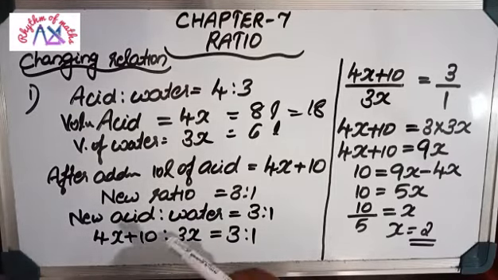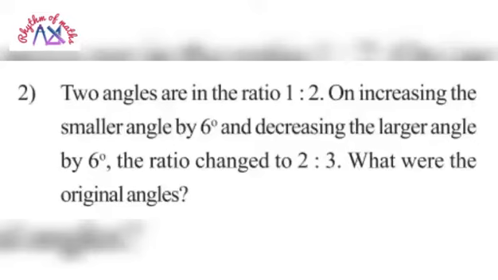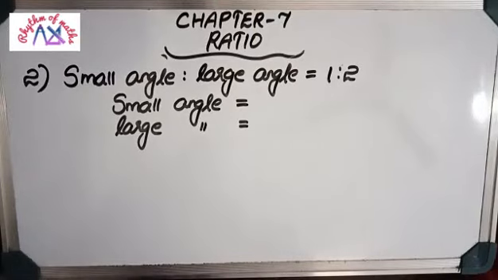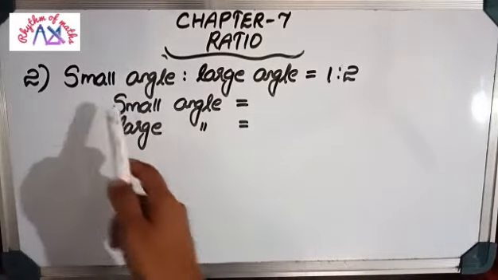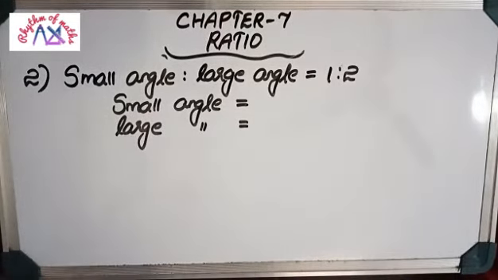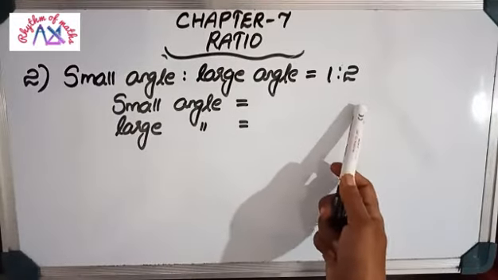According to the change, we need to change the ratio. Okay, now let's do the second one. Next question: two angles are in the ratio 1 is to 2. On increasing the smaller angle by 6 degree and decreasing the larger angle by 6 degree, the ratio changed to 2 is to 3. What were the original angles? Second question, two angles are in the ratio 1 is to 2. So two angles means a small angle will be there, one large angle will be there. So we can write small angle is to large angle equal to 1 is to 2.